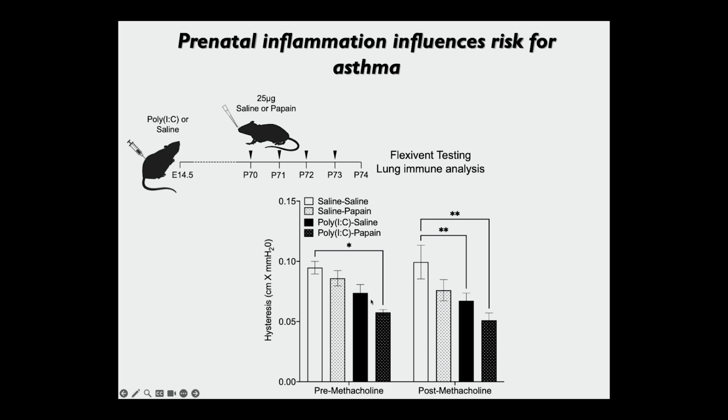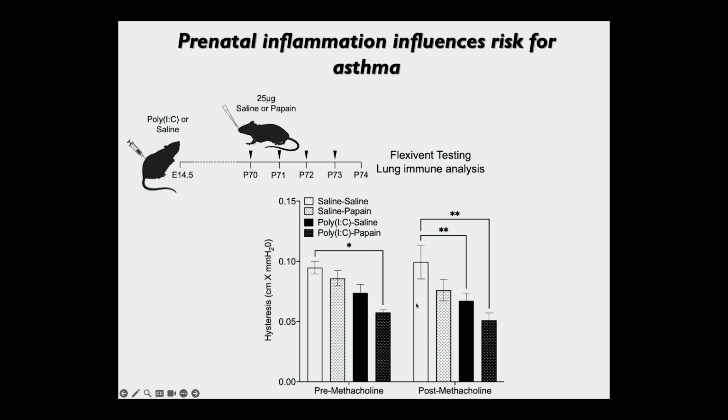So you do this pre-methacholine challenge, and then with a methacholine challenge, it just makes it harder for the lung to open and close. And what I want you to see here is that even without a methacholine challenge, your poly-IC papain is significantly impaired. And then in this acute setting, there is no effect of papain and saline.